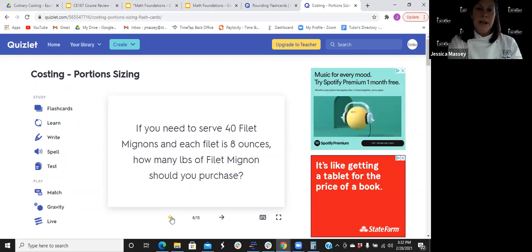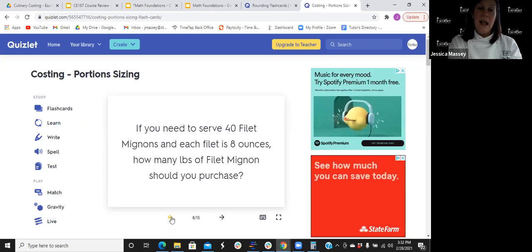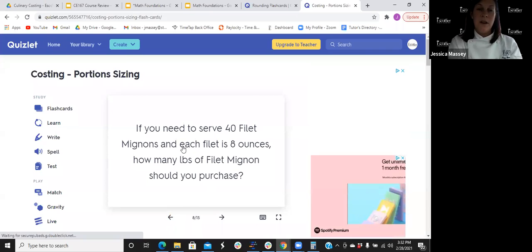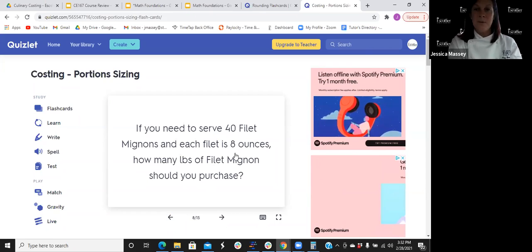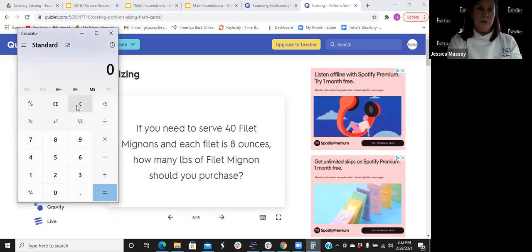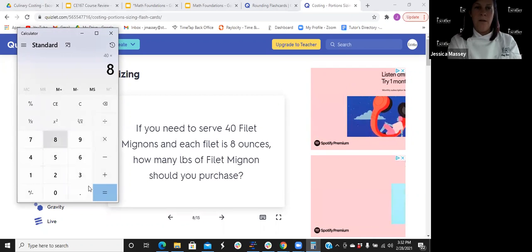Go back to it. If you need to serve 40 filet mignons and each filet is 8 ounces, how many pounds of filet mignon should you purchase? So this one's a little harder in the sense that I am telling you each one is 8 ounces, but I'm asking you how many pounds you need to buy, not how many ounces. So your first step, you can take your 40 fillets and times it by your 8. There's a few ways you can do this, but I will show you the generic way so that you can use it for all problems. So if you have 40 fillets you need, each one is 8 ounces, you multiply.